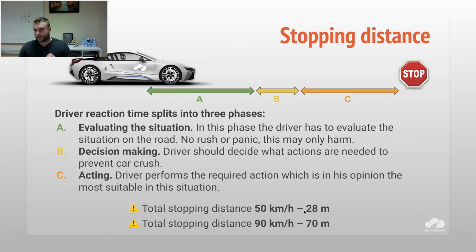And here we can see the distance. If I sharply brake at 50, it will be 28 meters. If I sharply brake at 90, it will be 70 meters. The stopping distance totally. So these are the numbers.